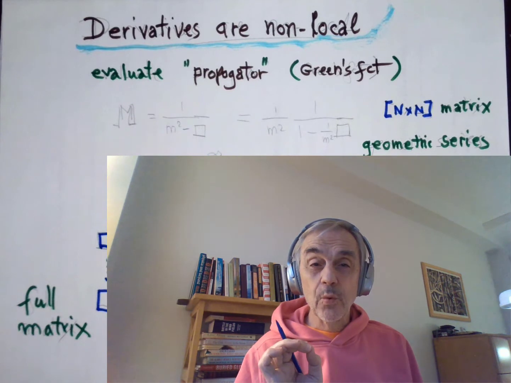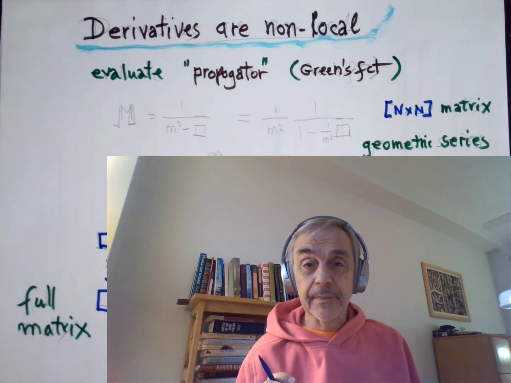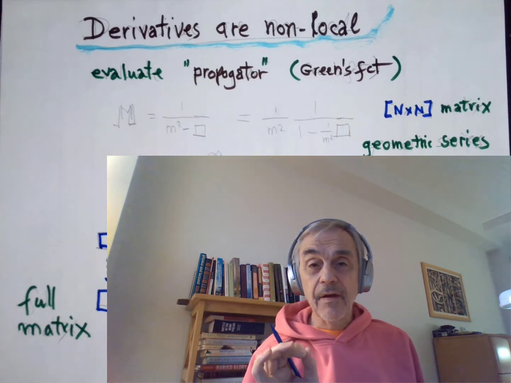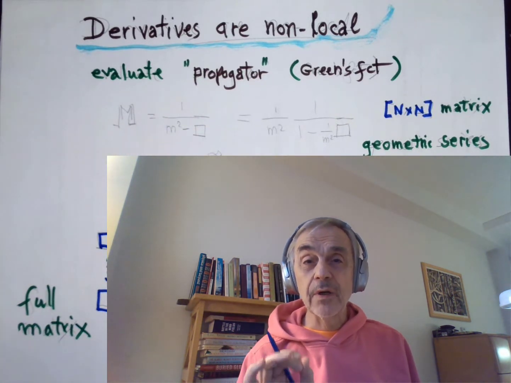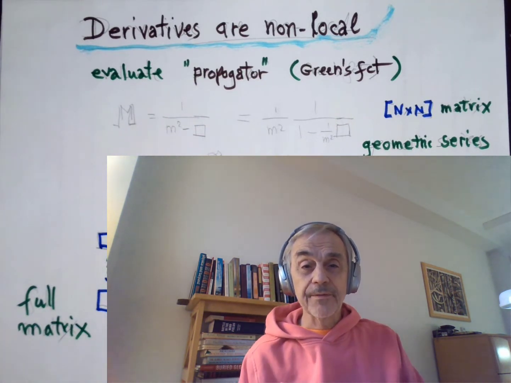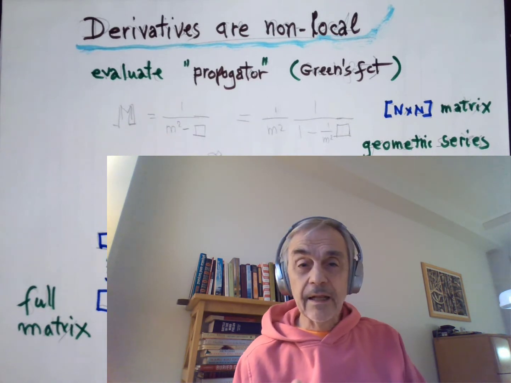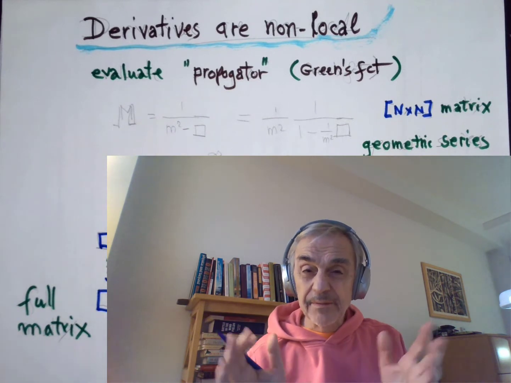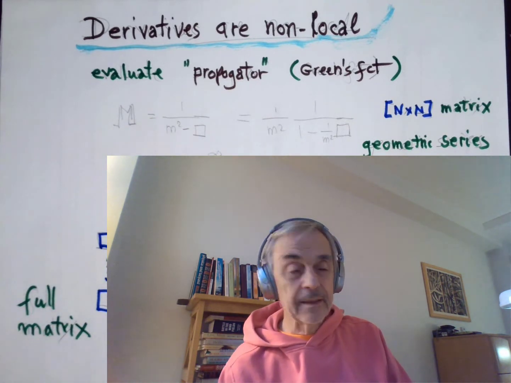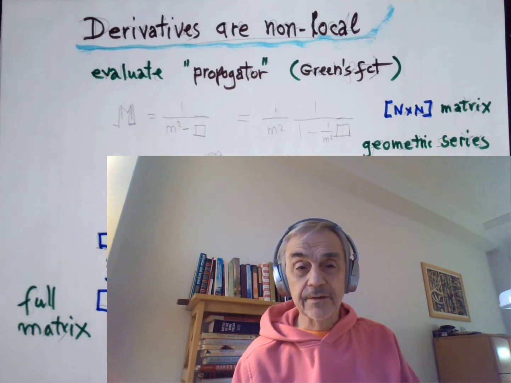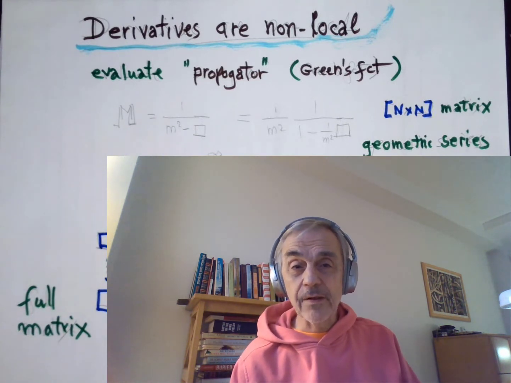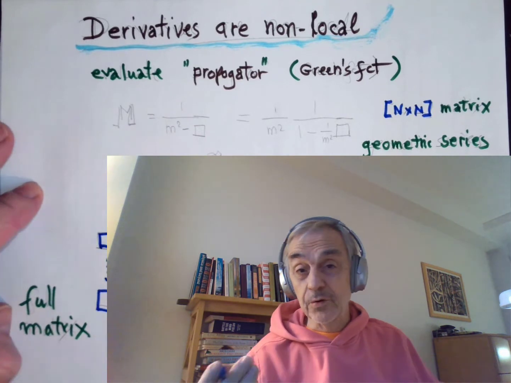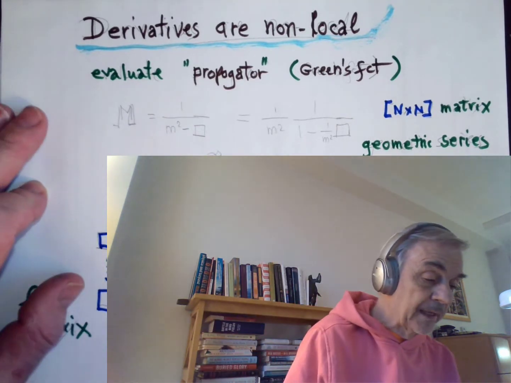But when you do them on a discrete lattice, you realize derivatives are profoundly non-local operators. And I'll illustrate this by something that you might not know, but it might look familiar anyhow. If you don't know it, just consider it a matrix equation. If you do know it, it'll remind you of quantum mechanics, quantum field theory.